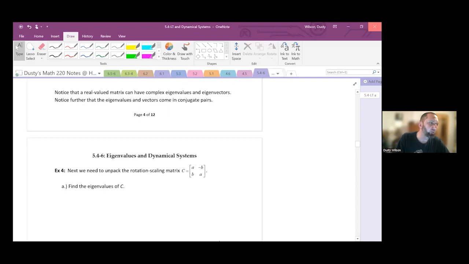Notice that a real valued matrix can have complex eigenvalues, 4 plus or minus i, and eigenvectors, 1, 1 plus or minus i times 1, 0. The matrix was all real numbered, but the eigenvalues and the eigenvectors were complex. Notice further that the eigenvalues and the eigenvectors came in conjugate pairs. Conjugate pairs, things like a plus or minus b. In this case, it's complex conjugate, so it's bi.